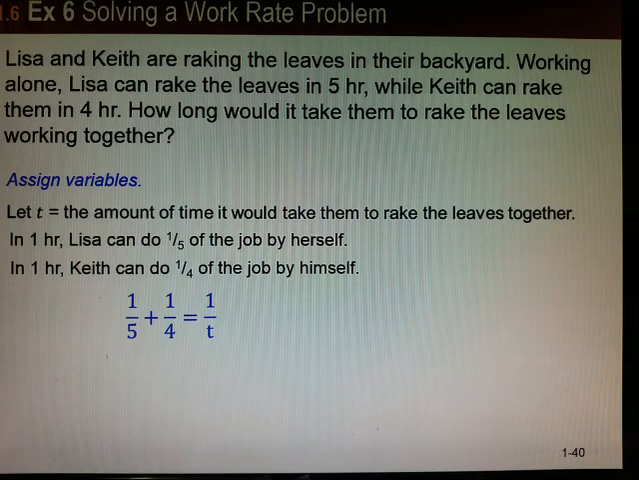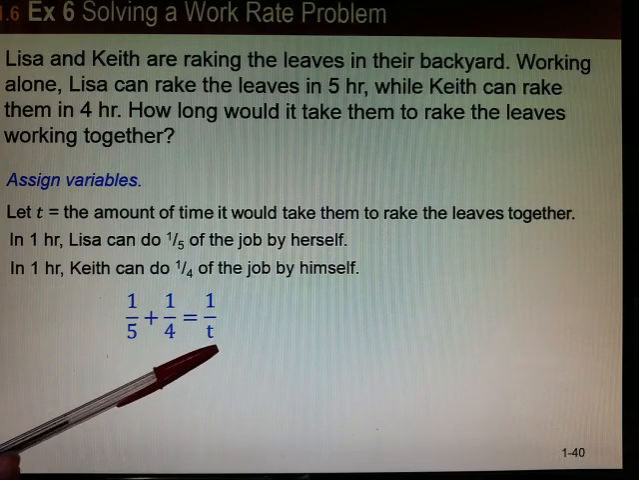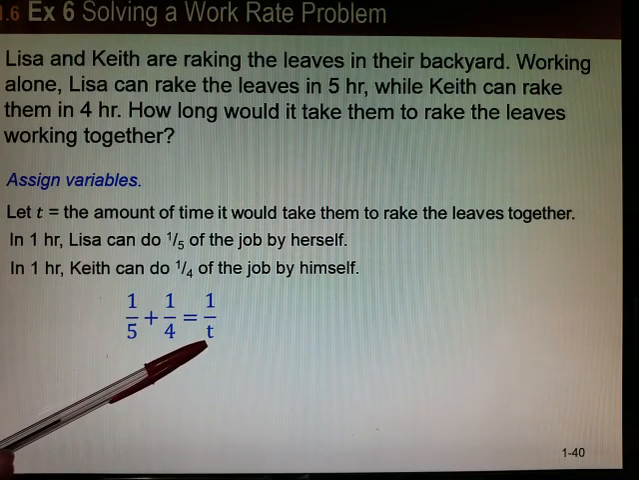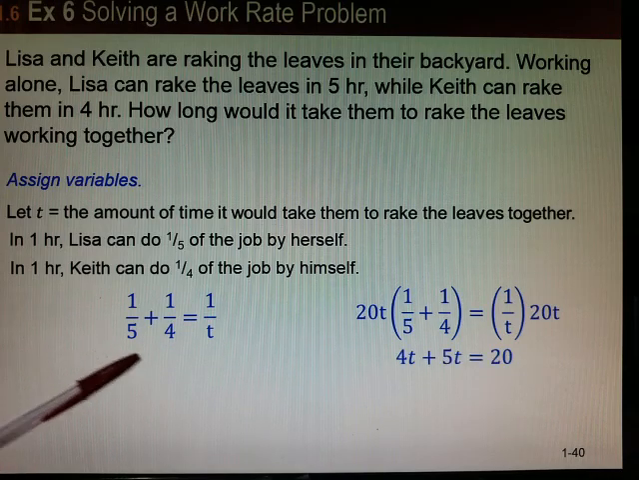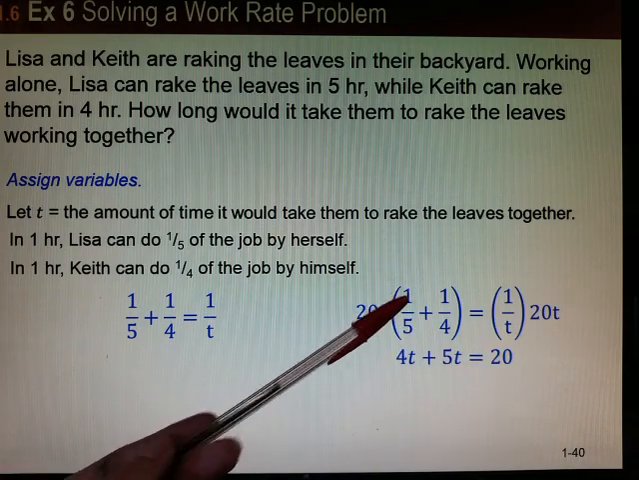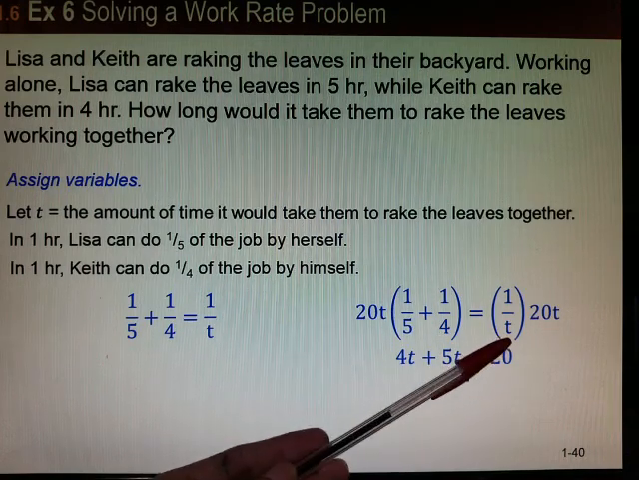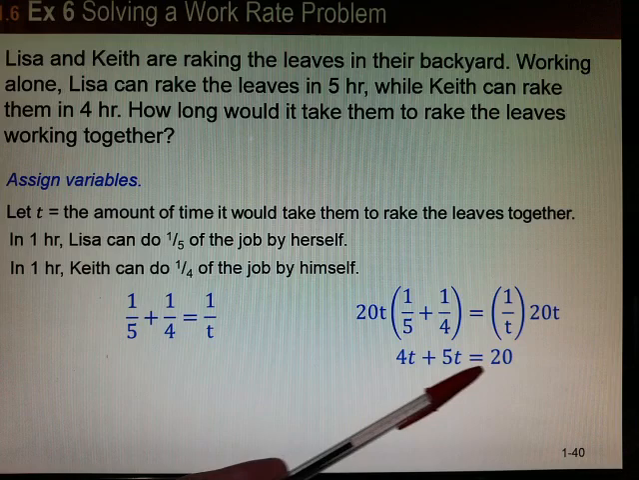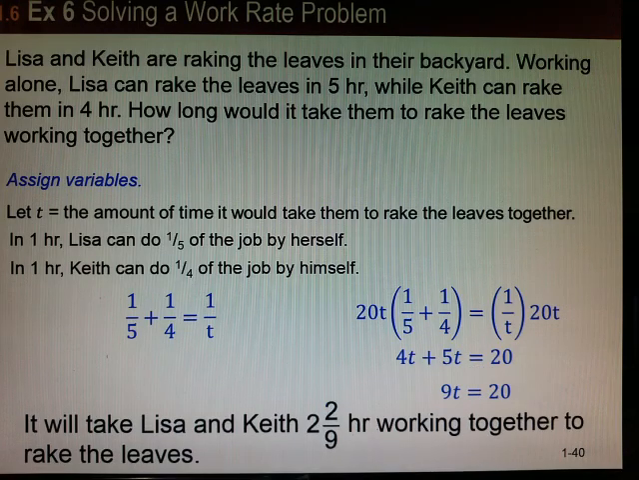Now, if I add the rates together, that should equal the rate together. So, again, I'm going to do 1/5 plus 1/4 equals 1 over t, where t is the time together to do this job. Now my common denominator would be 20t. So that means this one's missing the 4t times 1. That one's missing the 5t times 1. That's missing the 20 times 1 is 20. So that's 9t. 20 divided by 9, that's how many hours it takes them working together to rake the leaves for this yard.